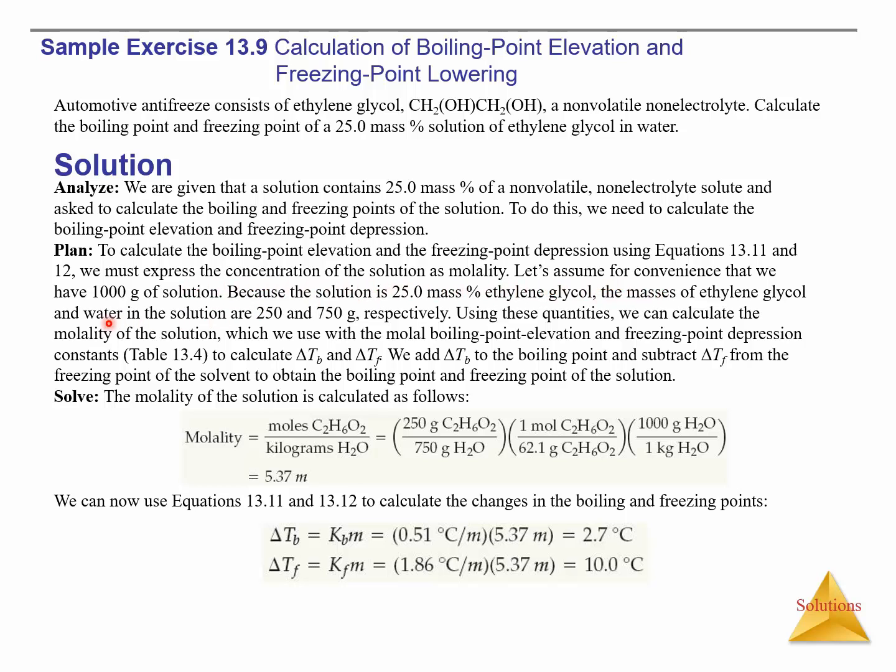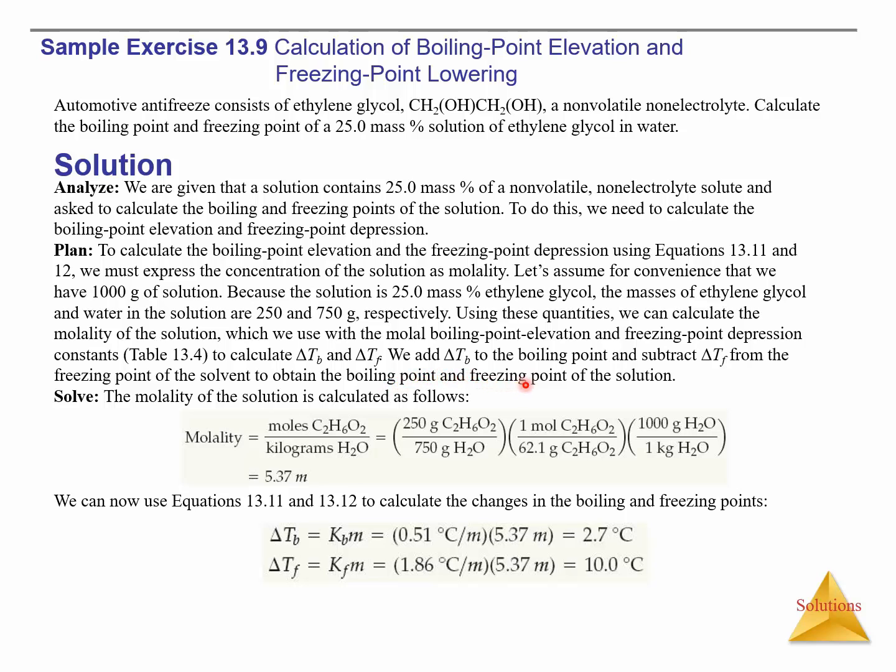Let's assume for convenience that we have 1000 grams of solution. Because the solution is 25 mass percent ethylene glycol, the masses of ethylene glycol and water in the solution are 250 and 750 grams respectively. So ethylene glycol is 250 and water is 750. Using these quantities, we can calculate the molality of the solution, which we use with the molal boiling point elevation and freezing point depression constants, as I showed you, to calculate both delta Tb and delta Tf.